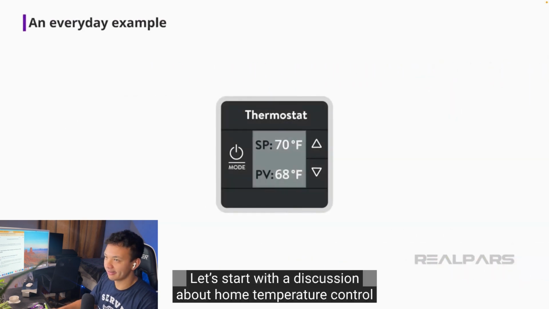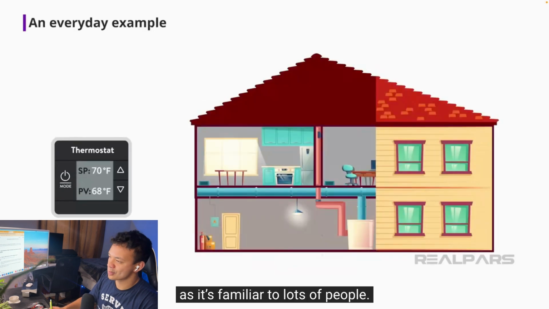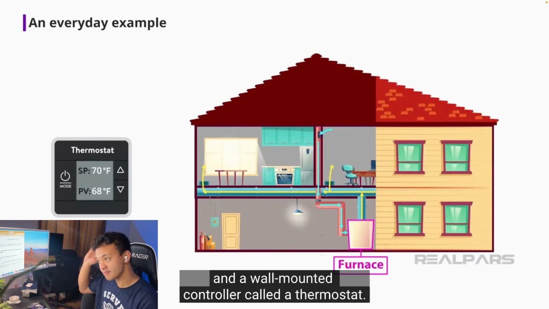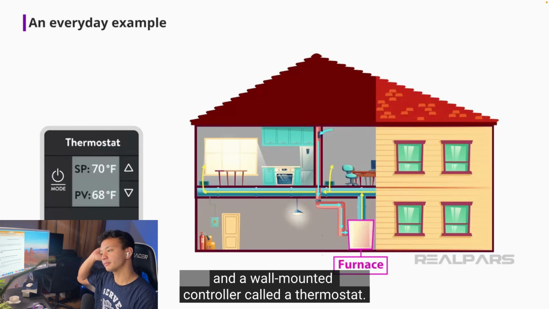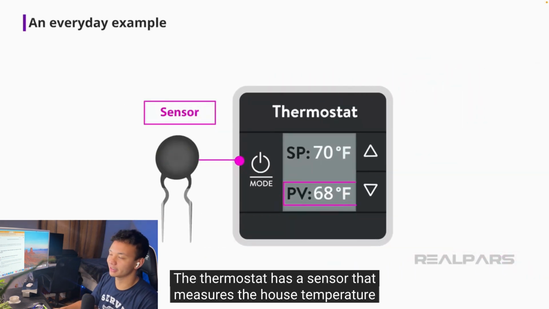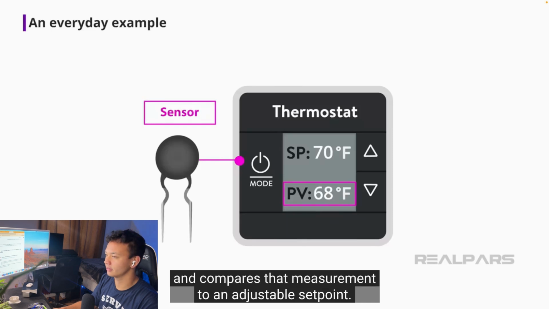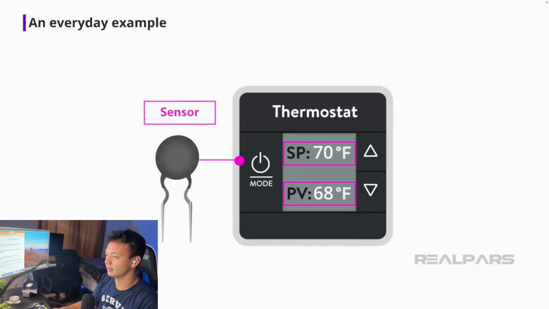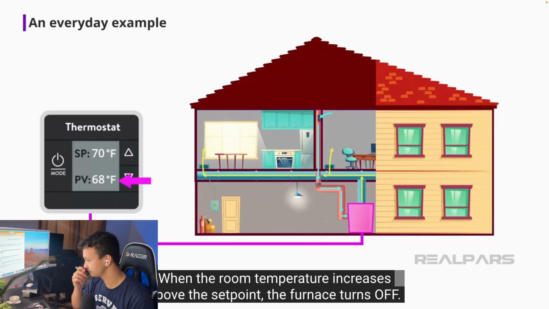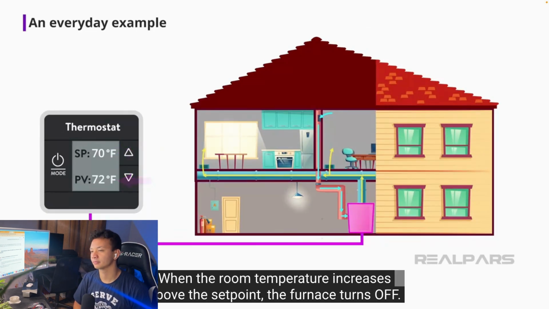Let's start with a discussion about home temperature control, as it's familiar to lots of people. This house has a furnace that distributes heat throughout, and a wall-mounted controller called a thermostat. The thermostat has a sensor that measures the house temperature and compares that measurement to an adjustable set point. If the room temperature is below the set point, the furnace is turned on. When the room temperature increases above the set point, the furnace turns off.